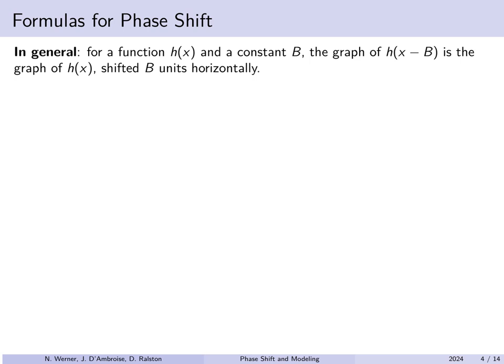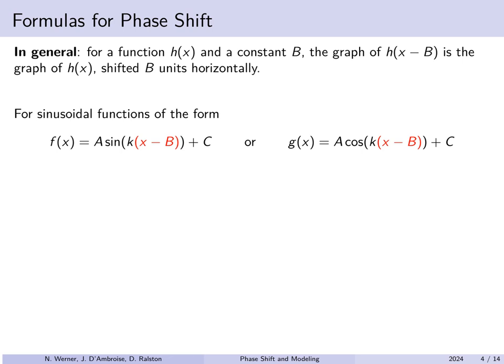In general, if you have h of x and a constant b, h of x minus b is the same graph of h of x, but shifted b units horizontally. So for sinusoidal functions of the form a times the sine of k times the quantity x minus b, observe here we have the k factored out and an x minus b in parentheses, plus c, or the same thing with cosine, the phase shift is b.